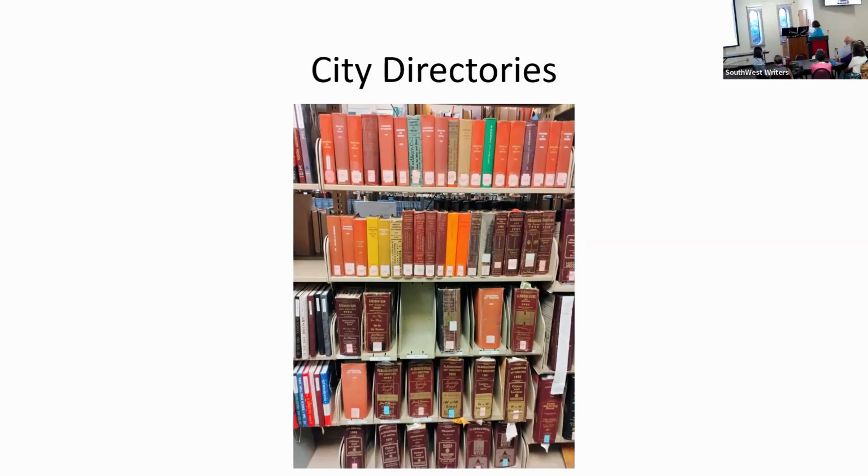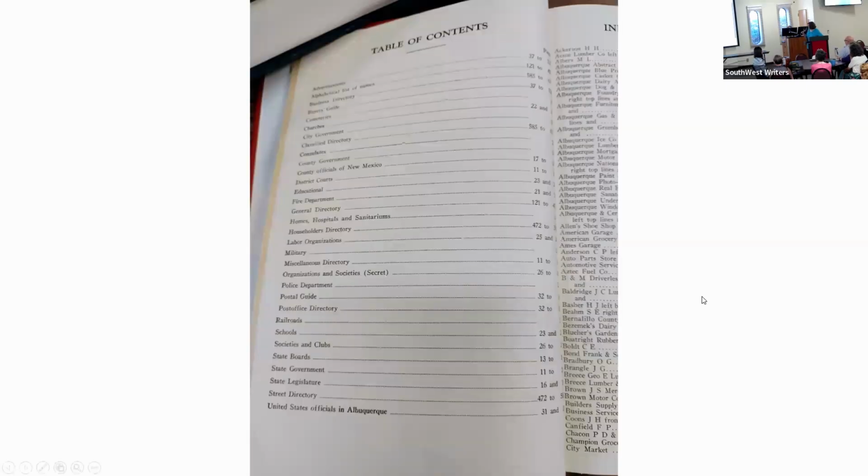So from the table of contents, which is my phone picture, you can see the range of information that is provided in these city directories. It's about the city, it's about the county, the state, even US officials in Albuquerque. So for a given year, if you want any of this information about your place, it'll be in a city directory. And sometimes they're by county.